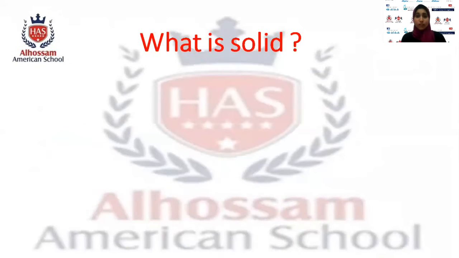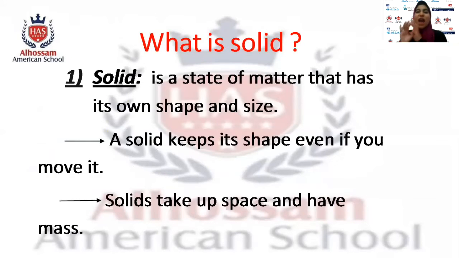What is the meaning of solid? Solid is a state of matter that has its own shape and size. Solid keeps its shape and size even if you move it. If we play with blocks or something solid and we need to move it from here to there, the shape and size will be the same because solid keeps its shape and size even if you move it.